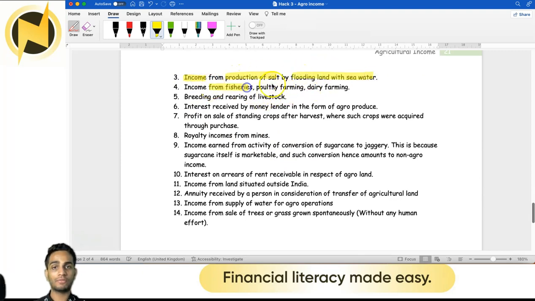No. Income from fisheries, poultry farming, dairy farming. No. Breeding and rearing livestock. No, these are not agricultural incomes. Income received by way of interest by a moneylender in the form of agro produce.